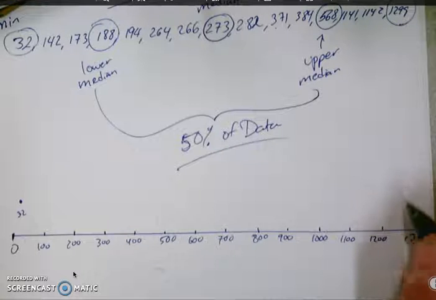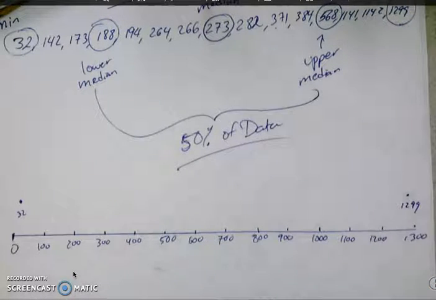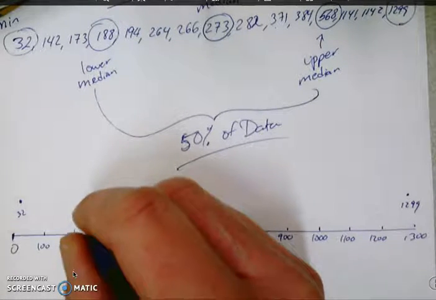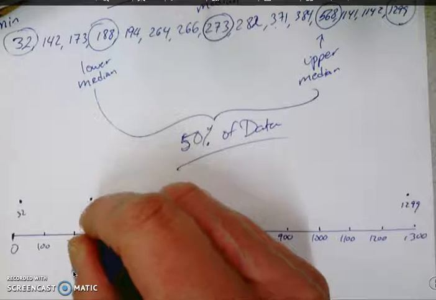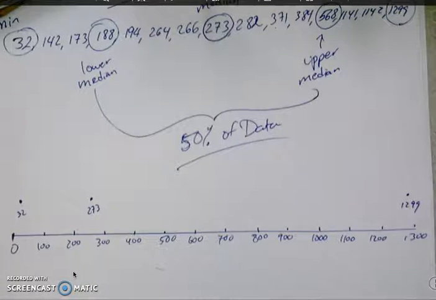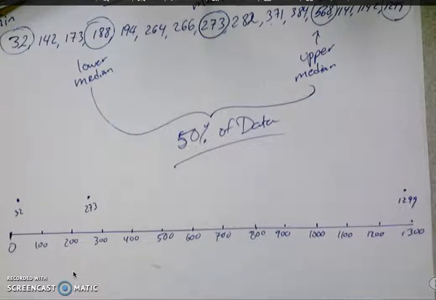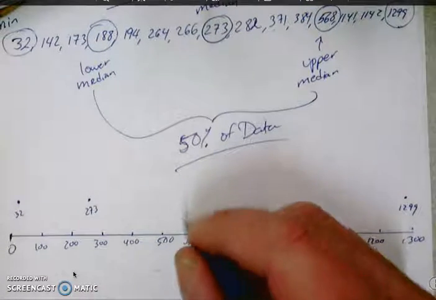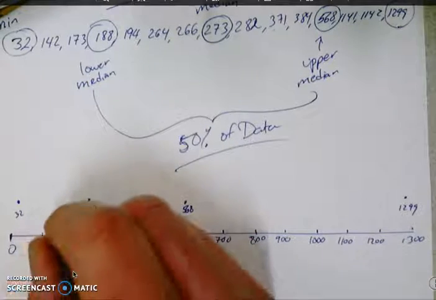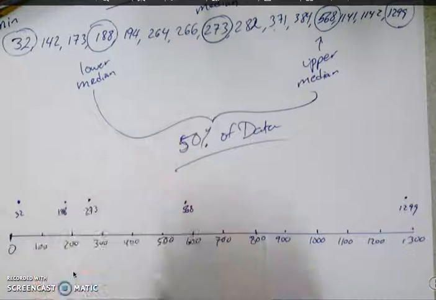Next, 1299. Let's go way over here, 1299. That's on the high end. The middle, 273. That's way over on the low end. And again, it doesn't have to be exact. I'm just putting it closer to 300 because 273 is a little close to 300. 568, close to 600, and 188, really close to 200.